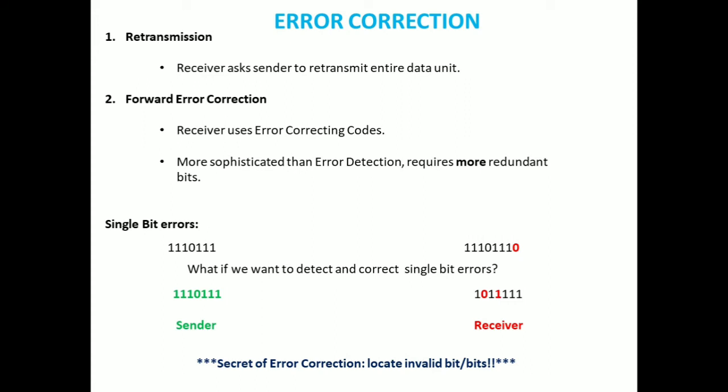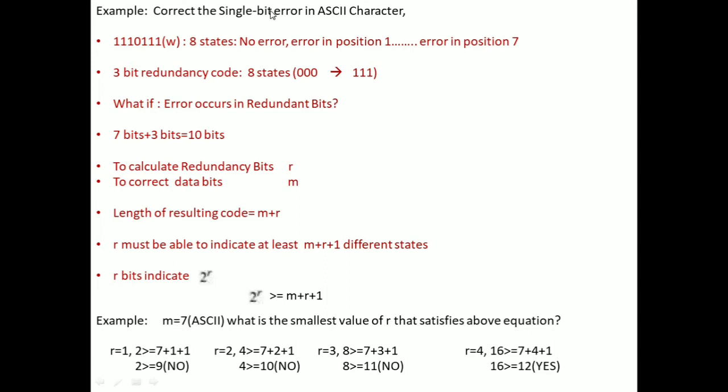Let us now discuss a detailed example of correcting a single bit error in an ASCII character. Let us assume that the sender is going to send the character small w, that is the small letter w. Its ASCII representation in 7 bits is 111011, right? Now to detect the error, we have to distinguish between 8 different states. The first state tells that the received information has no error, or the error can be in position 1, or position 2, position 3, and so on. The error can be in position 7.